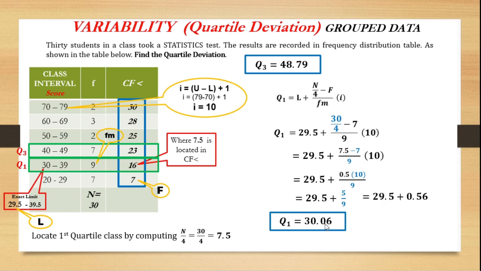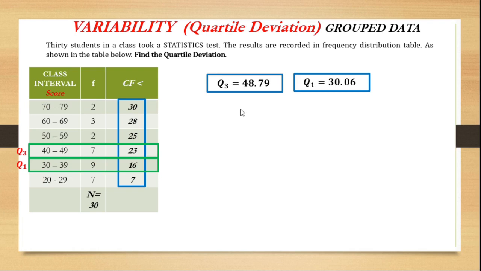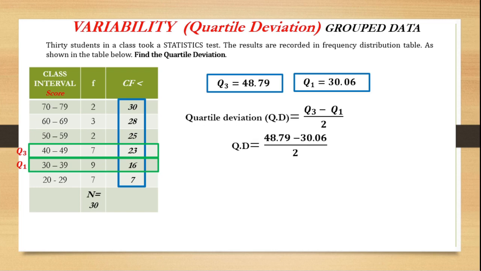So we already have our first quartile. So we can now compute our quartile deviation. Using the formula, third quartile minus the first quartile divided by 2. Substituting the values, 48.79 minus 30.06 divided by 2, that gives us 18.73 divided by 2. Then we can say our quartile deviation is 9.37.